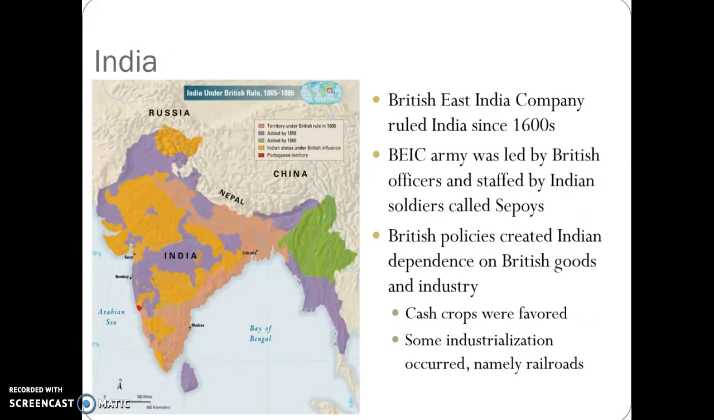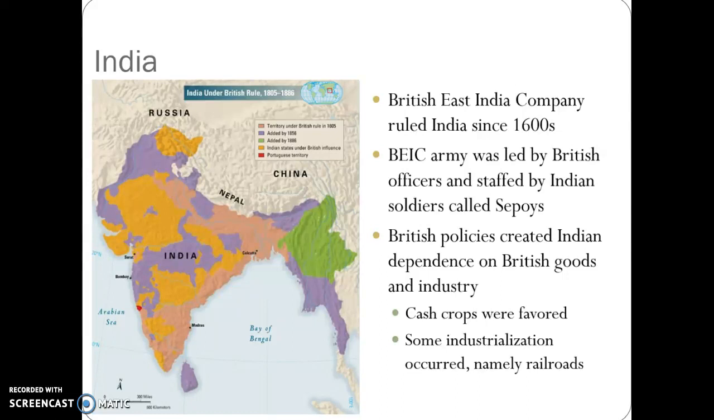India is an extremely important part of the British Empire, and the story of how India becomes a part of the British Empire is really quite interesting. The British East India Company, actually a kind of corporation, moved into India in the 1600s, and eventually pushed the French out, who were also vying for territory in India at this point in time.